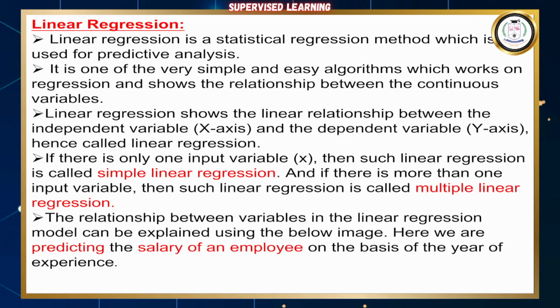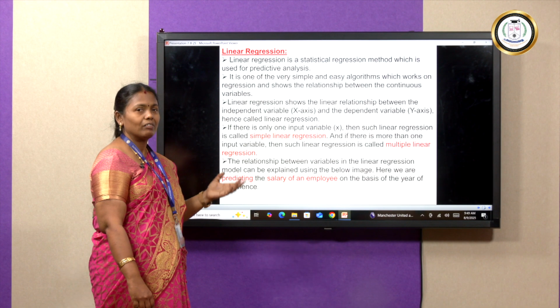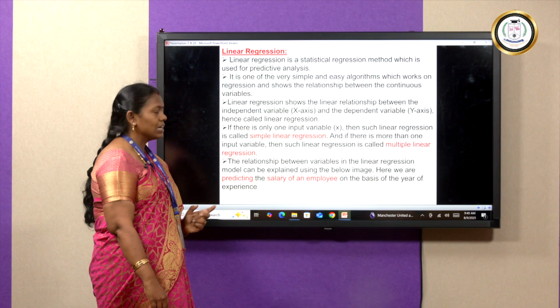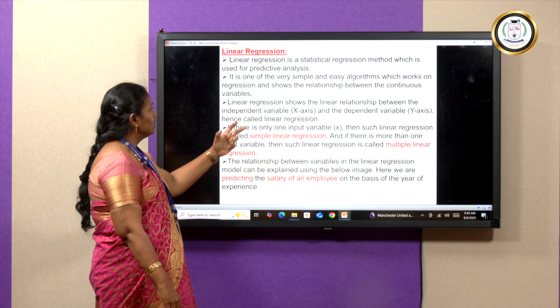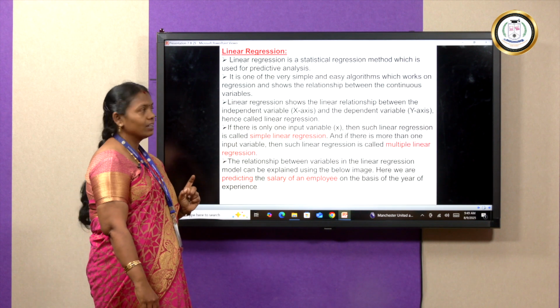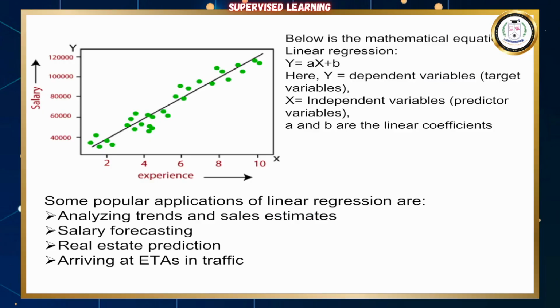For example, if you want to find out the salary of an employee, depending upon their experience, talent, or working background, like that we can find the salary of a particular employee. So we can predict the value using the linear regression method. This is the diagrammatic representation.